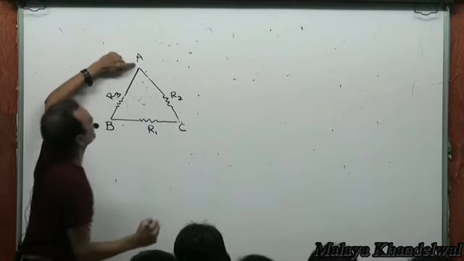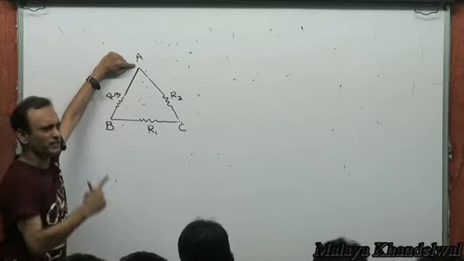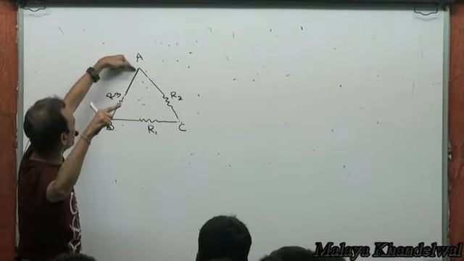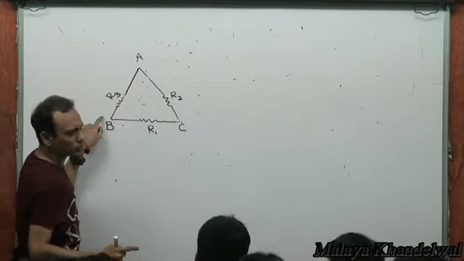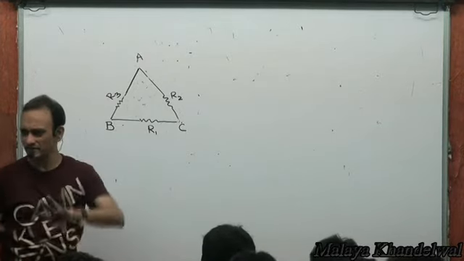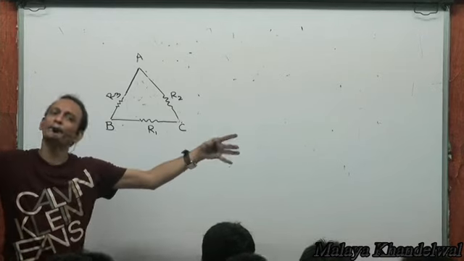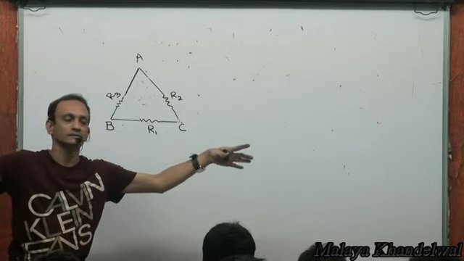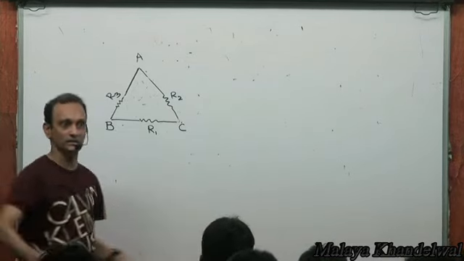Where A could be connected to an electrical network, some current could be entering A somewhere, B could be connected to, let's say, some other electrical network, C could be connected to some other electrical network. So this is only part of a bigger electrical network.